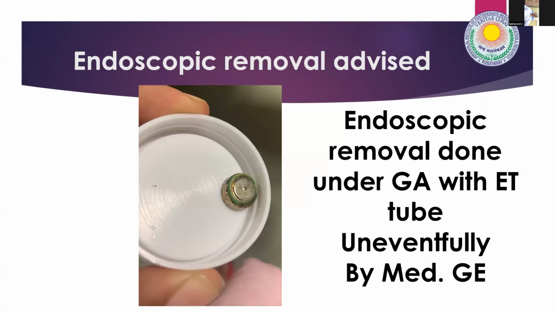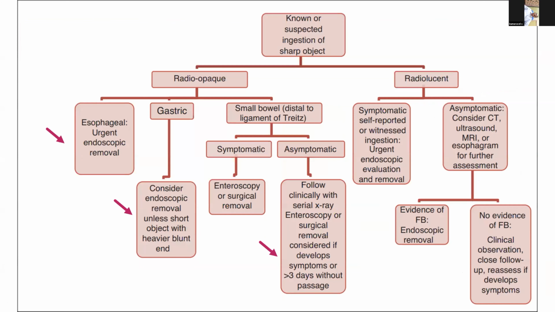So if it is in the stomach and it is non-progressive, it should be removed. Or if it is more than 15 or 20 millimeters, it should be removed as early as possible. Sharp objects on ingestion in the esophagus need urgent removal. If it is gastric, it should be removed urgently unless it is very short. Whereas if it has gone beyond the stomach, then clinical follow-up, if they are asymptomatic, is more suitable.